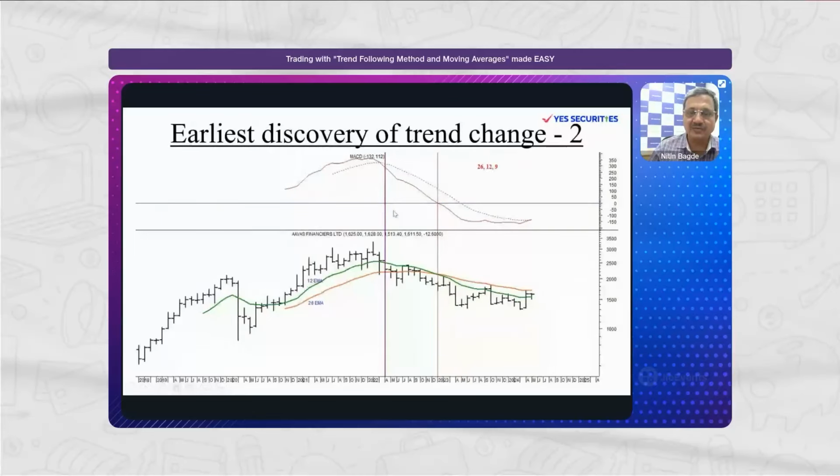Here we are able to reduce the lag by almost 8 to 9 months. The crossover on MACD informed us about the trend change, whereas using only moving averages on price it was this red line, and by using MACD, it is the purple line. The purple line is telling us that at this particular point of time, the trend has changed.